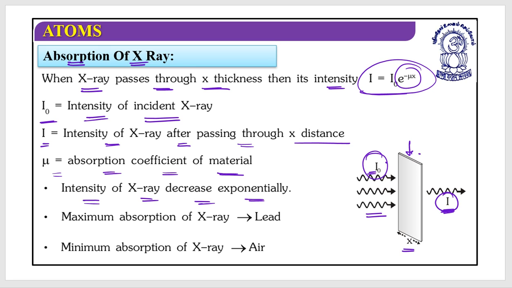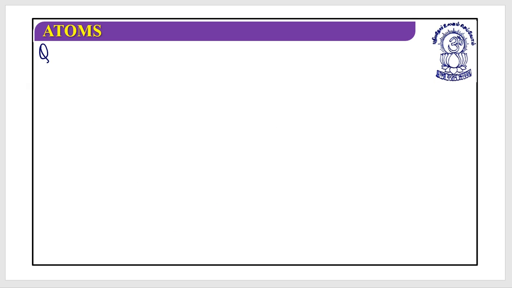Yes. And maximum absorption of X-ray would be from lead, and minimum absorption of X-ray would be due to air. So please keep this in note. It's I is equal to I naught into e to the power minus mu x. I hope this is clear. Is it clear? So are you ready for the question? Are you? Great. Let's have a look.